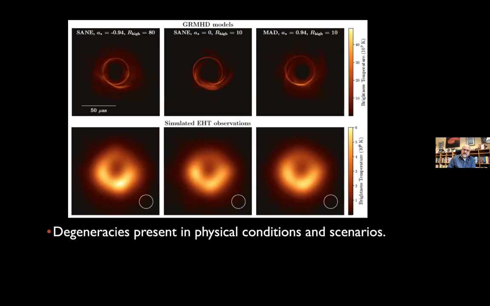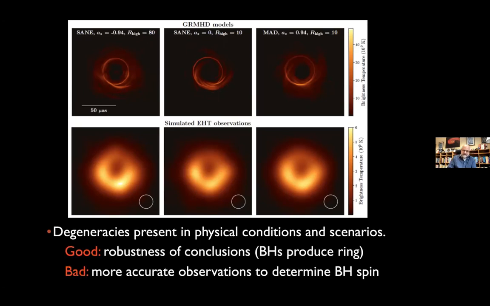And the reason why they all match is because they differ in the other elements, in the other degrees of freedom, which are the type of accretion, MAD or SANE, or in the electron distributions. The R_high is different. So in a way, this is good because, as in the previous case, it shows you that all of these images are produced by black holes, and so the observed image is very likely a black hole.